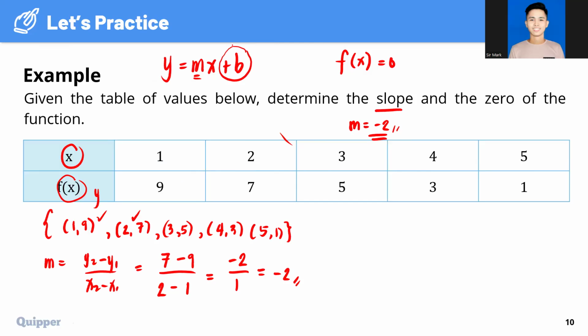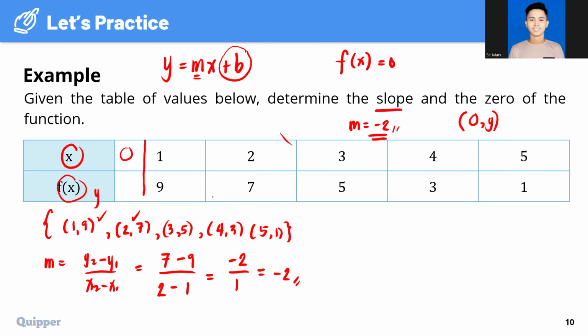So what is b? B is the coordinate with 0 as the x coordinate, and then this is our y. So if x is 0, what is y? We need to look for y, because that is also our y-intercept. In this case, there's a pattern here, right? So 1, 2, 3, 4, 5, and then for the y values, 9, 7, 5, 3, and 1. So if I put another value of x here, 0, there's a pattern, right? So what is the pattern?